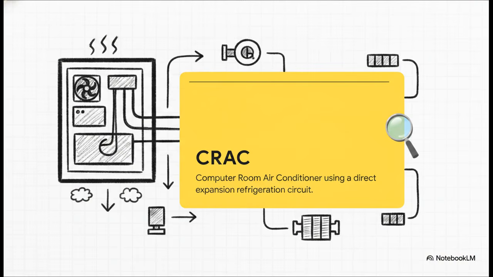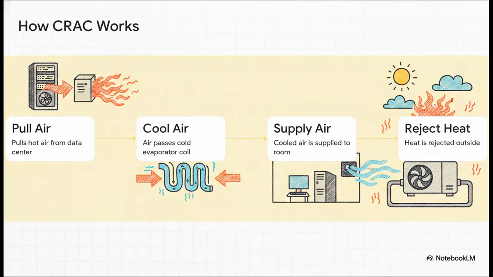CRAC. This stands for Computer Room Air Conditioner. Think of it like a massive, hyper-precise version of a traditional direct expansion, or DX, HVAC system. It's a self-contained cooling unit packed with its own direct expansion refrigeration circuit, compressors, and expansion valves built right into the cabinet. So here is the journey of the air, step by step.